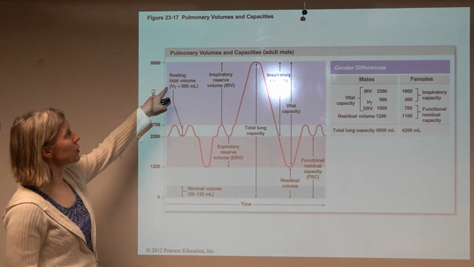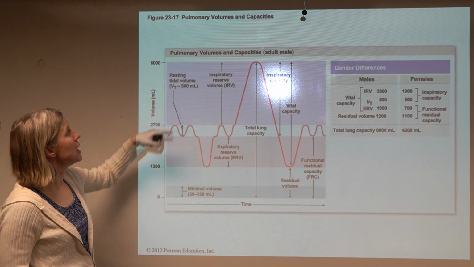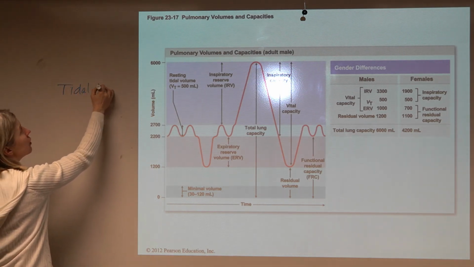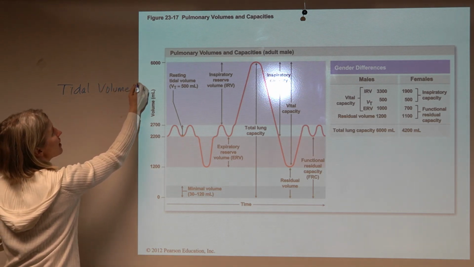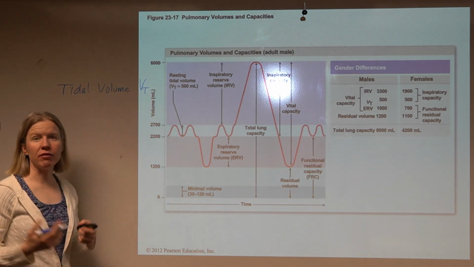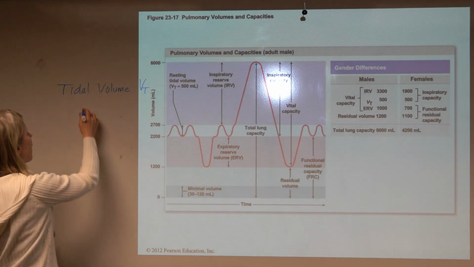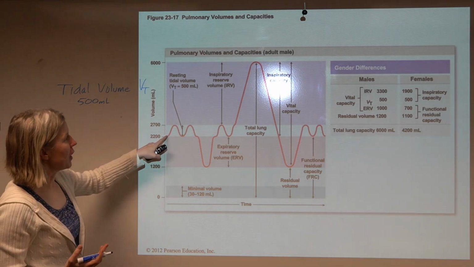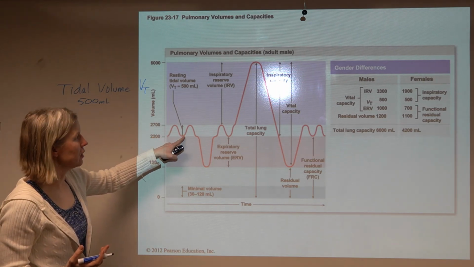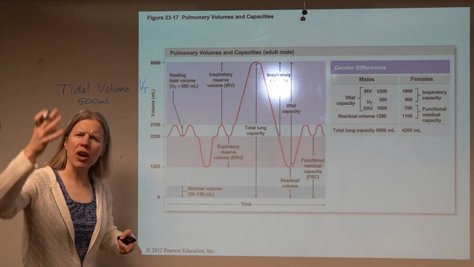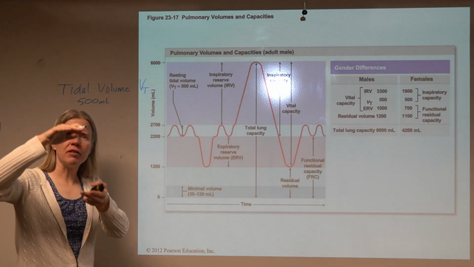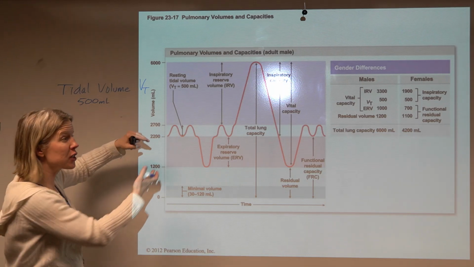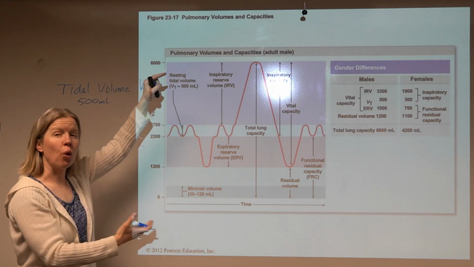One of the most important volumes we just mentioned is this idea of tidal volume. You might see that abbreviated V sub T, volume tidal, and that's about 500 mils. This is just at rest, every time you inhale and exhale. How much air are you moving? 500 mils in, 500 mils out.